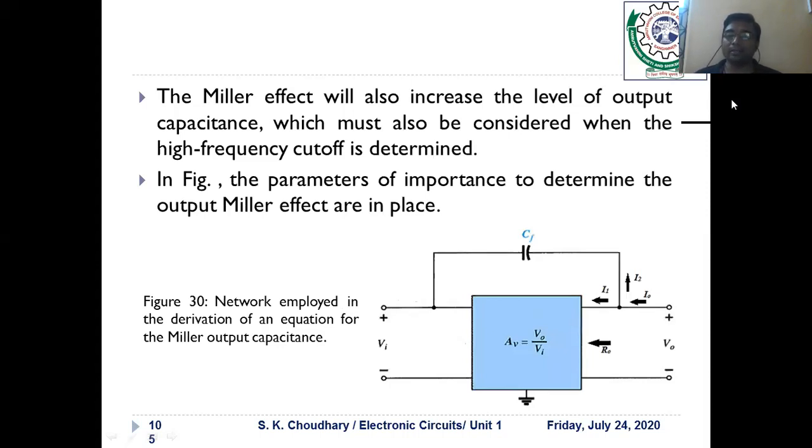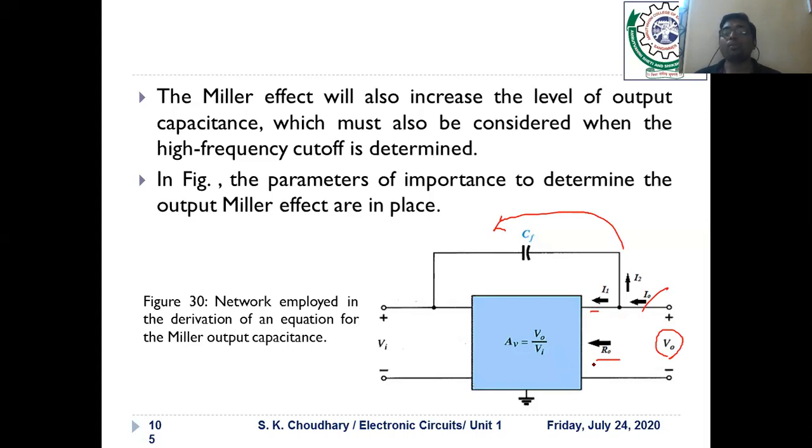The only difference is that instead of the input current, we now consider the output current I naught. I naught is generated from the output voltage V naught, and it is subdivided into two branches. One is toward the active device, I1, and the other is I2, across the feedback capacitance. R0 is the output resistance across the active device. Ideally, this R0 is very large, nearly infinite for a MOSFET.